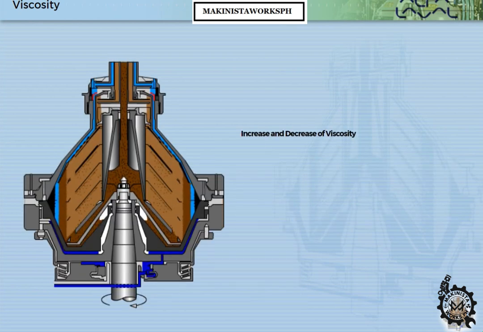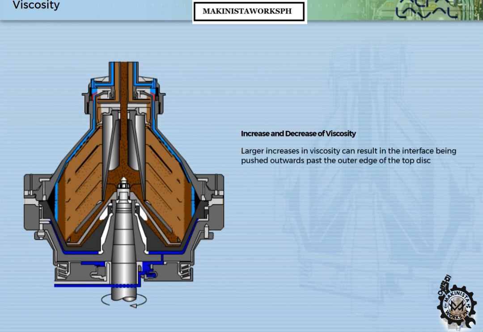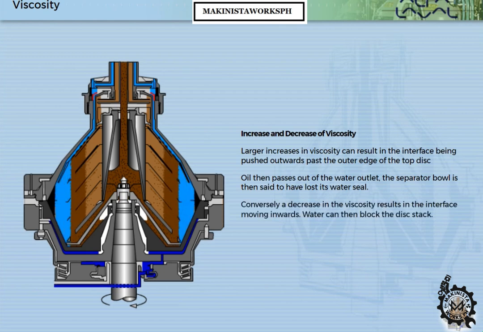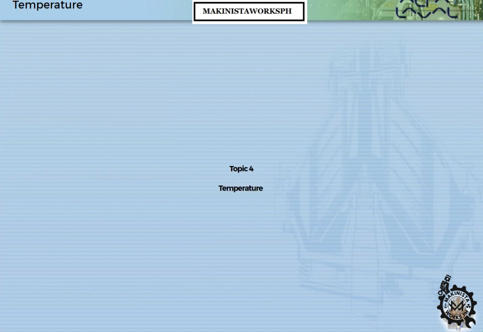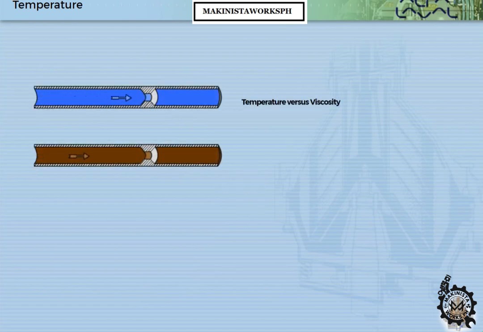Increase and decrease of viscosity. Larger increases in viscosity can result in the interface being pushed outwards past the outer edge of the top disc. Oil then passes out of the water outlet. The separator bowl is then said to have lost its water seal. Conversely, a decrease in the viscosity results in the interface moving inwards. Water can then block the disc stack. Topic 4. Temperature. Temperature versus viscosity.